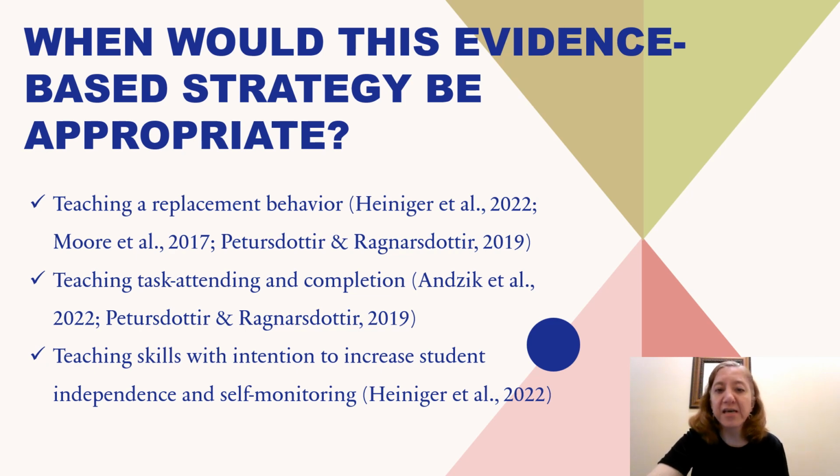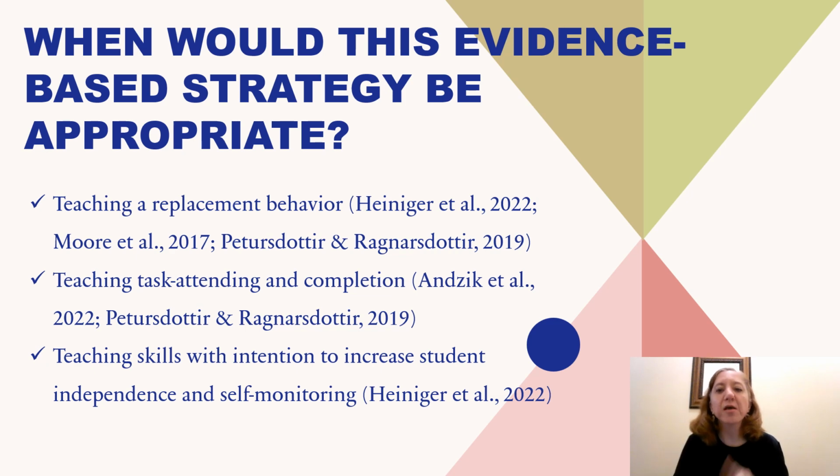In a study by Anzik et al. in 2022, researchers found that the use of an individualized token economy significantly decreased task avoidance behavior for preschool and kindergarten age students with autism and a range of ability and language levels. Pedersdotter and Ragnarsdotter in 2019 also found that 3 primary school students in general education classrooms had decreased task avoidance behaviors, such as talking out, aggression, and impulsive behaviors. And this behavior decreased by at least 85%, and they had a 78% increase in on-task behavior.